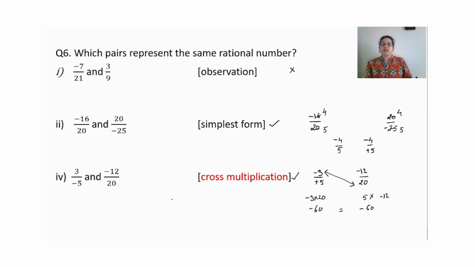Okay, so these are the different ways. By observation you can find out, you can convert into simplest form and then find out, or you can do cross multiplication and find out. So wherever a minus sign is there, first step, convert the denominator into positive, and again your method for fractions and rational numbers is the same. This is how to find out whether they are equivalent or not.